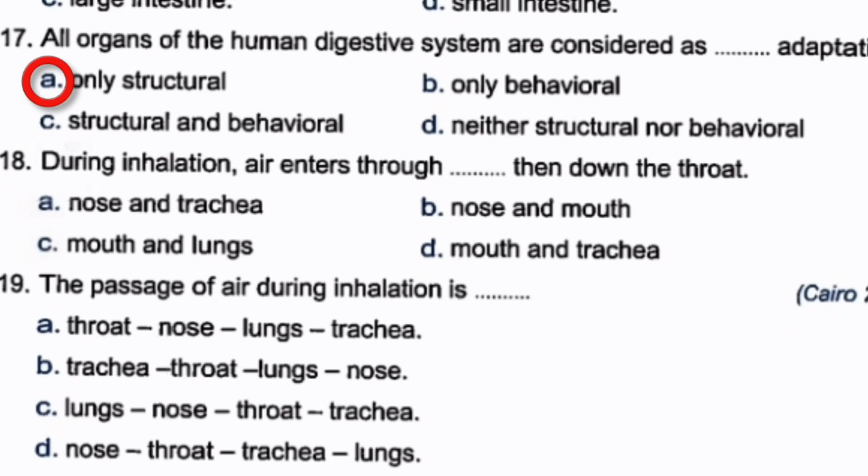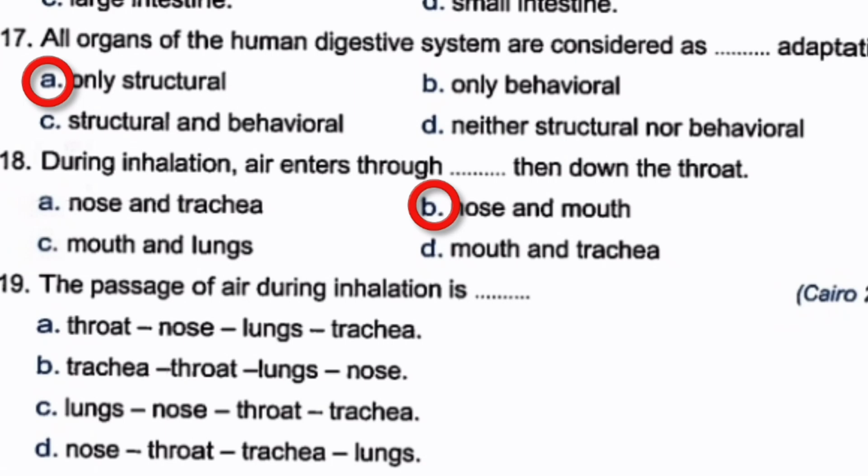Number 18. During inhalation, air enters through blank, then down the throat. Air enters through which organs? Nose and trachea, nose and mouth, mouth and lungs, mouth and trachea. So during inhalation, air enters through nose and mouth. So we will choose letter B.